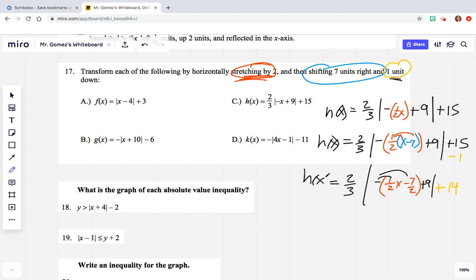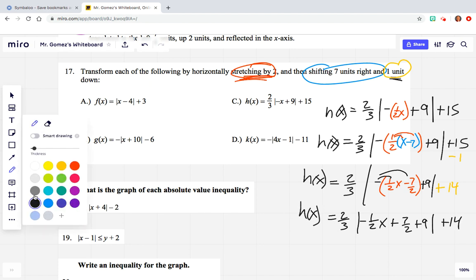This is still h of x. So you'll have a negative 1/2 x. Then a negative times a negative is a positive. And then it will be a positive 7 halves plus 9. And then you still have this 2/3 out in front, and then this plus 14 on the outside.